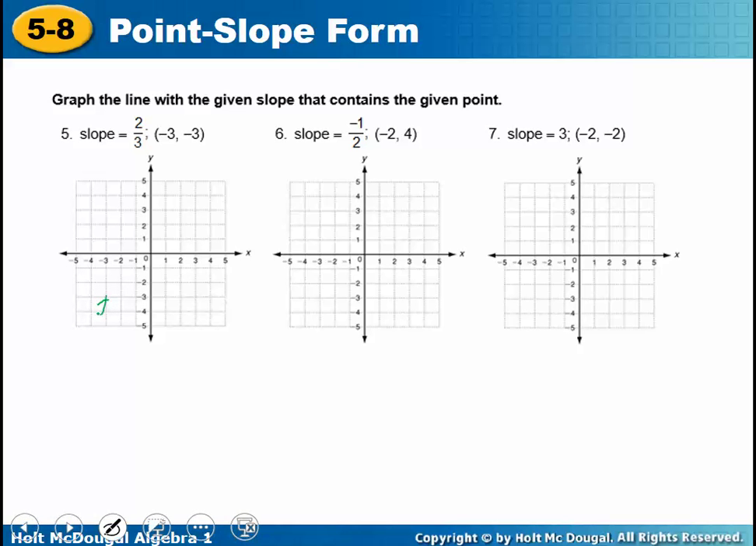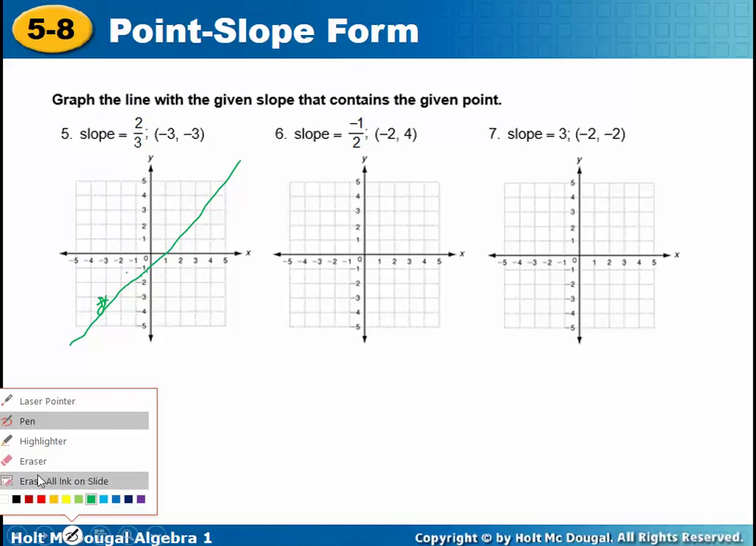Yeah, I'm a little bit off. I can't get it right on. And then from there you would go up 2 and over 3, and you'd put another point, and then you draw a line. So that's a pretty bad line. Do I have an eraser?